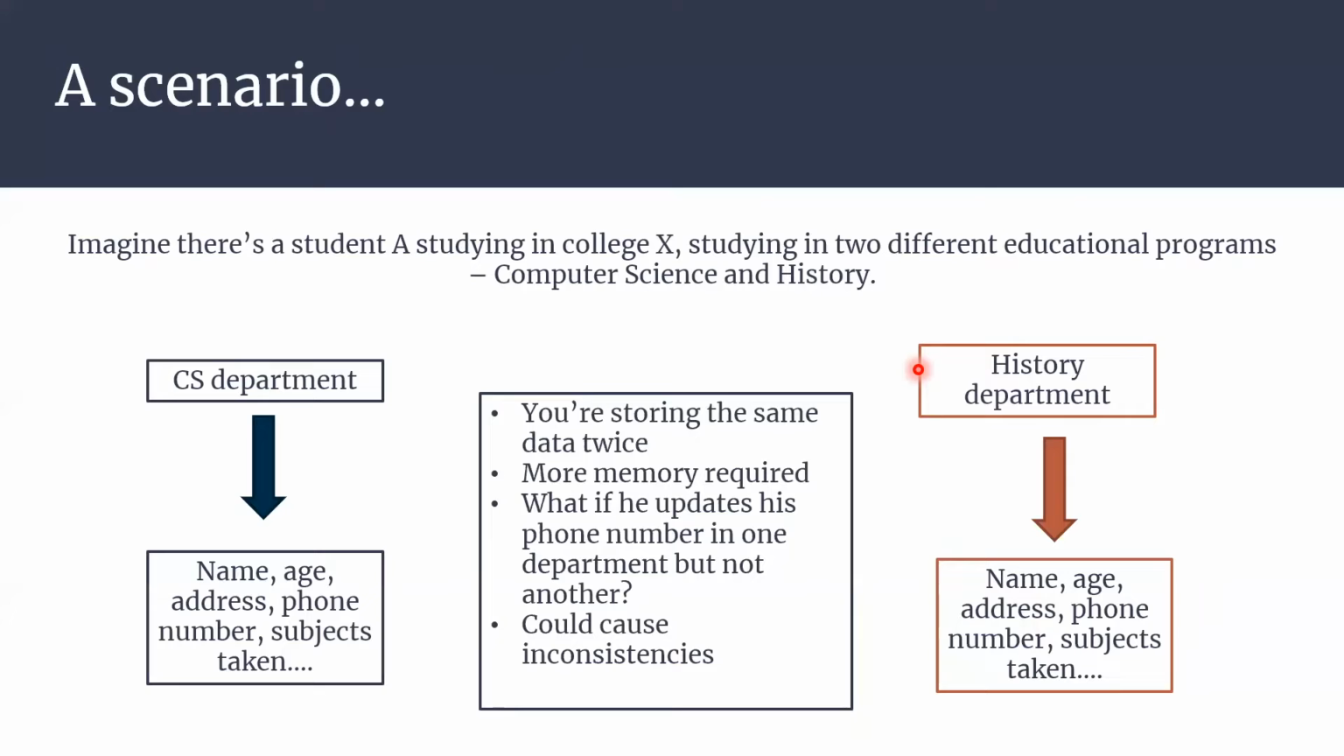Another thing is, what happens if he updates his phone number in the CS department but not in the history department? Now you'll have two different phone numbers. How will you know which one is the correct one? Which one is the most recent one? This is just for one student. So imagine this kind of thing happening for 100 students or 1,000. It's impossible to keep track of what is correct and what isn't that way.